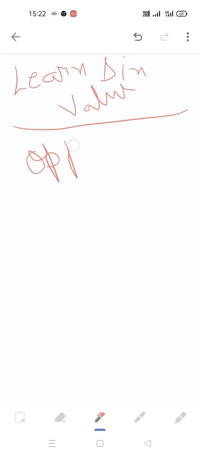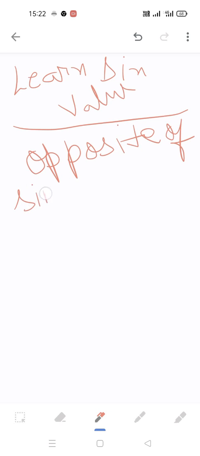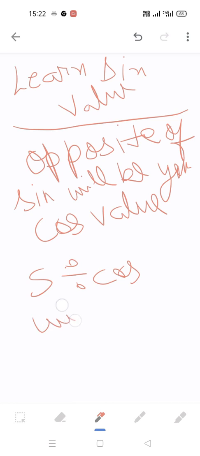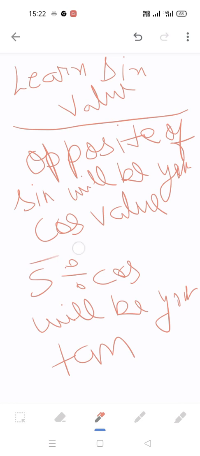Opposite of sine will be your cos value. Sine divided by cos will be your tan.